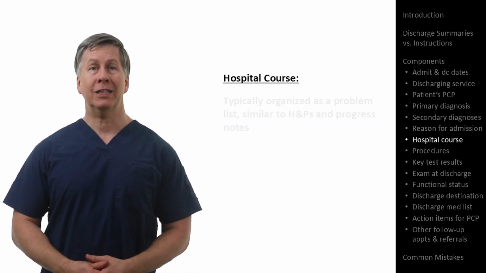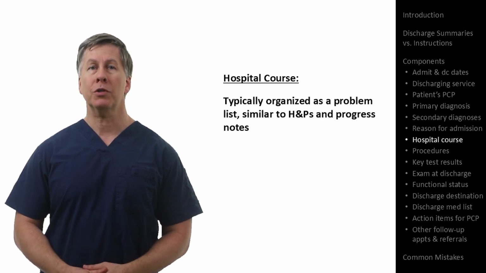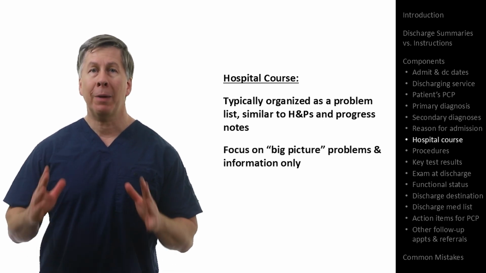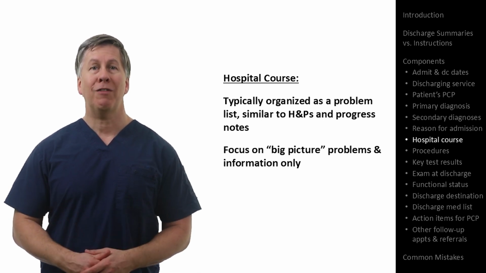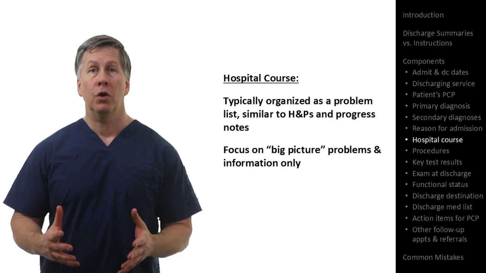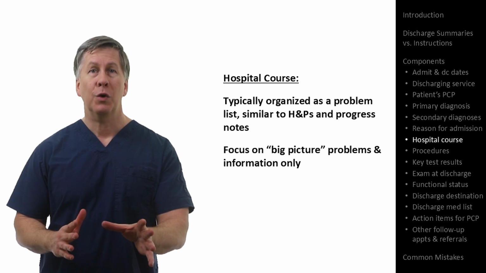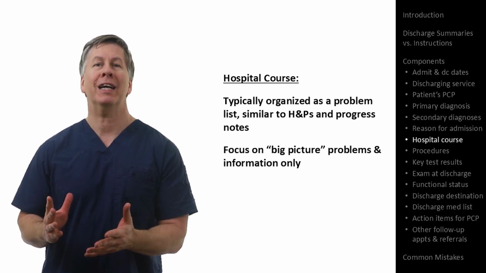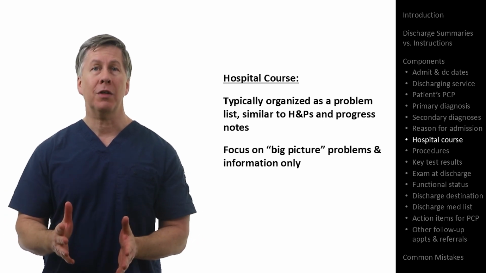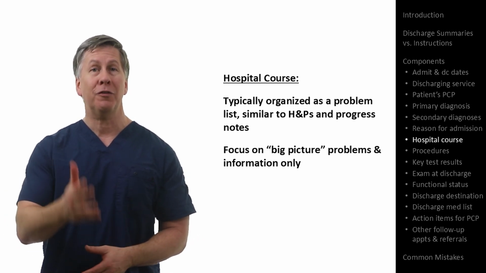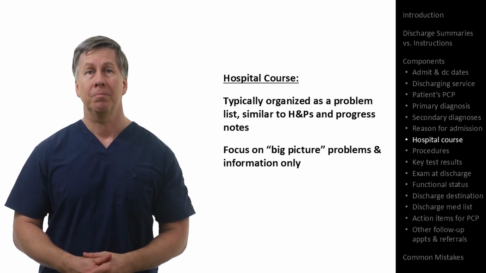The hospital course is typically organized as a problem list, similar to H&Ps and progress notes, but focus on the big picture problems and big picture information only. If the patient was in the hospital for a month, no one is going to care what the creatinine was on day 5 or the fact that the patient got a mild transient headache on day 17. If, for some bizarre reason, that level of detail is necessary to review in the future, it's already been documented in the earlier progress notes.